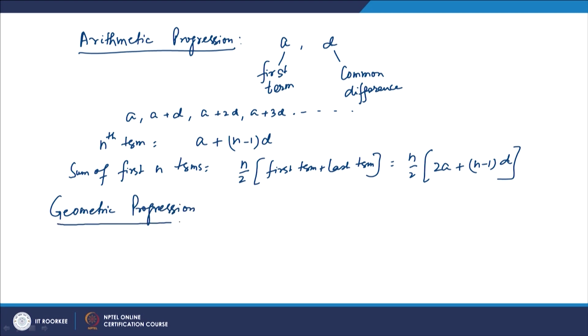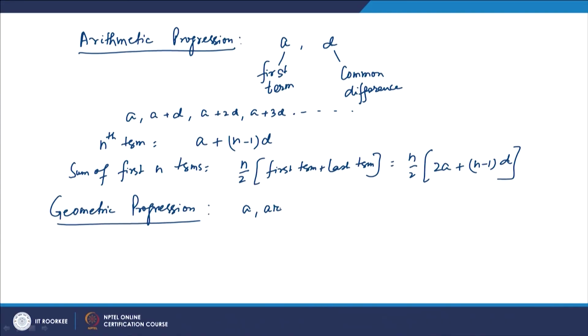Now, as you know, in a geometric progression, in place of the common difference which is there in arithmetic progression, you have a common ratio. So basically the first term will be A and then the second term will be AR, where R is your common ratio. The ratio of the second term to the first term is fixed. The next term will be AR squared, then AR cube, and so on. So you have A as the first term and R as the common ratio.